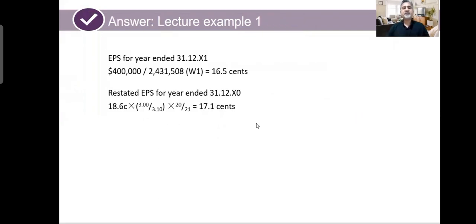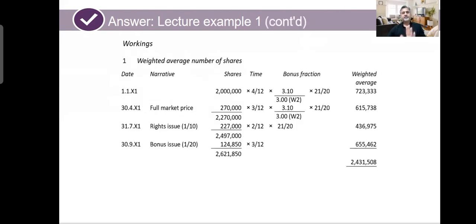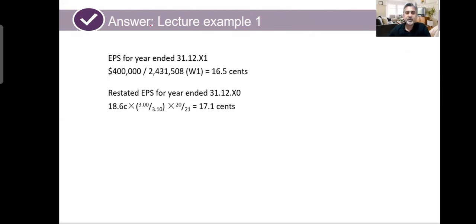The EPS for the year ended 31st December 2001 has already been calculated, and the workings are there. 400,000, they got this number of shares. How did they get the number of shares? This is the restatement of last year's EPS, 17.1. So the solution has come in, and we need to see the workings. First, I need to calculate this. Very important: how did they calculate this EPS? Current year earnings divided by the number of shares. So this is very important.